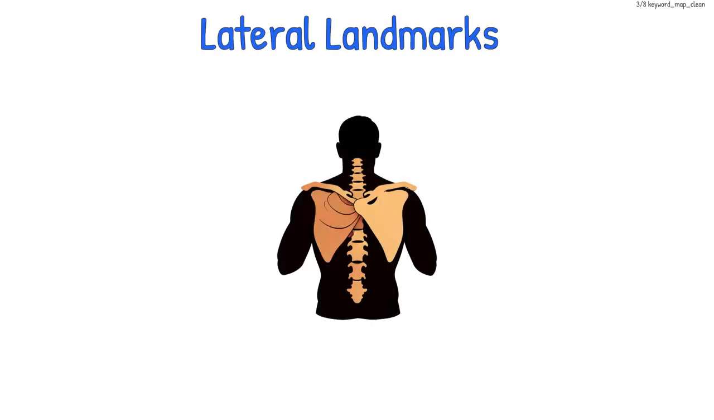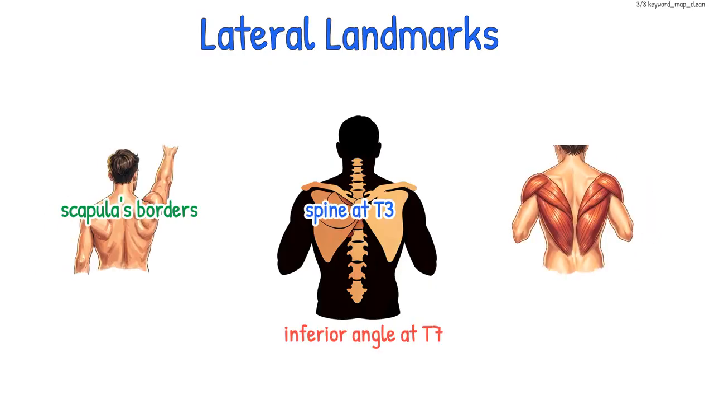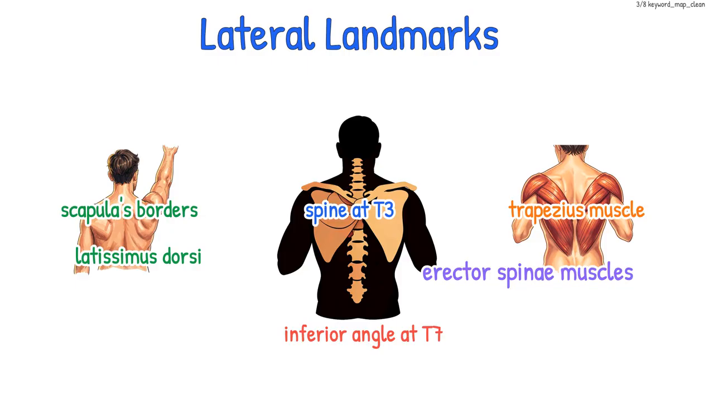Lateral landmarks include the scapula's borders. Its superior angle lies at approximately T2, the spine at T3, and the inferior angle at T7. The trapezius muscle forms the upper back's contour, while the latissimus dorsi creates lateral folds. The erector spinae muscles flank the median furrow, appearing as longitudinal bulges. The iliac crest is palpable at the waistline, with L4 located at its highest point.